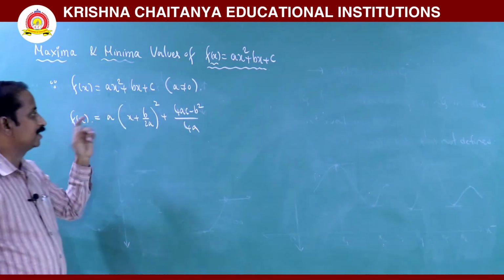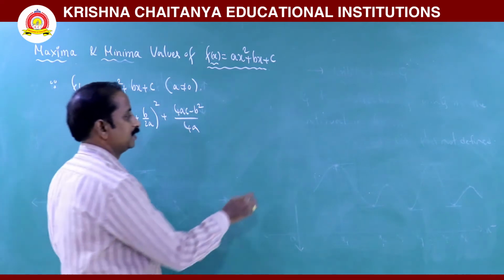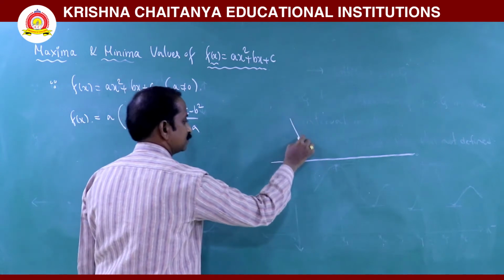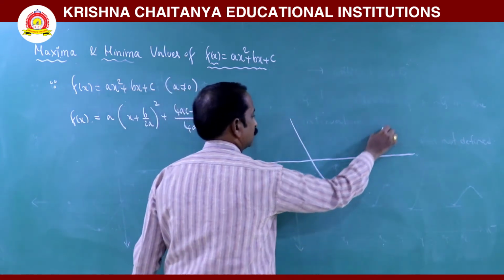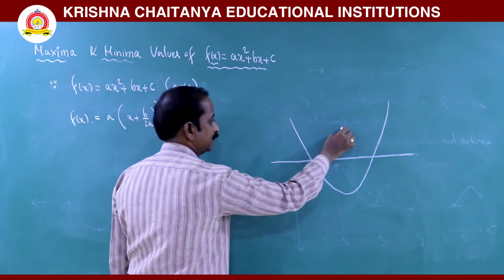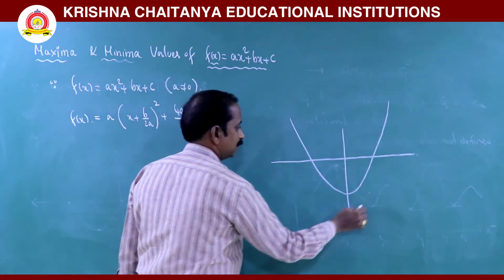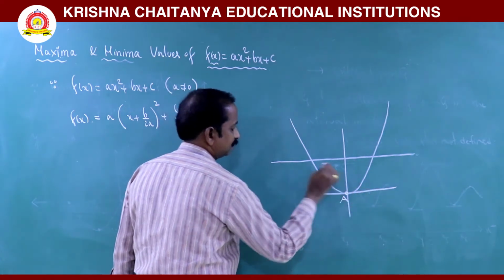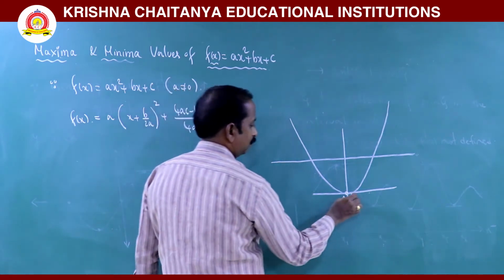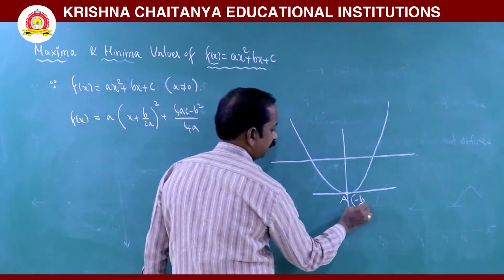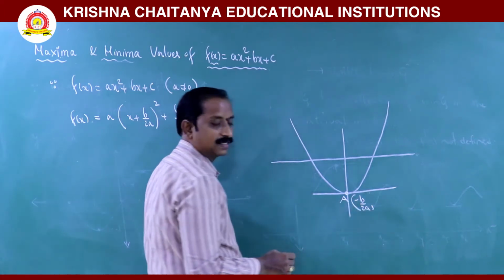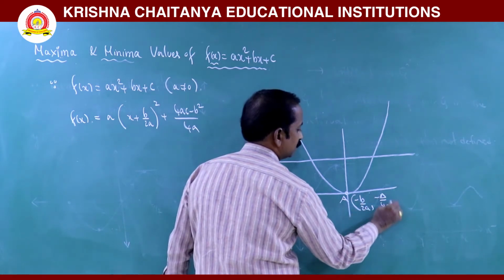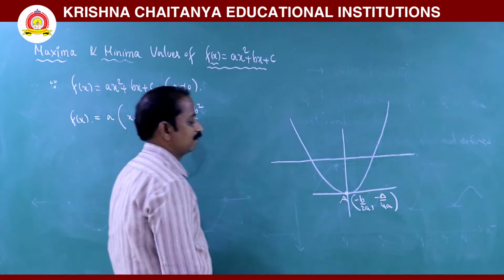If you consider a is positive, now consider the graph. The graph should be like this, open upwards. What is this? It is the symmetric line of the curve, and the point of intersection of this with the curve is nothing but, as we already know, the vertex. The vertex coordinates are minus b by 2a comma minus delta by 4a. Minus delta by 4a means 4ac minus b square by 4a.